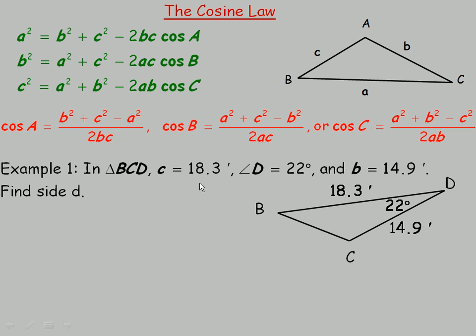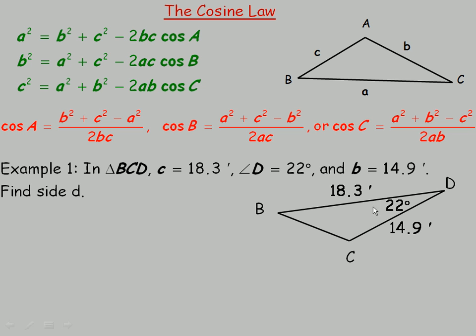In the first example, we're given triangle BCD, two sides, and the angle between them, and asked to find side D. So this is the basic scenario for using the cosine law to find a side. You have the other two sides and the angle between them. So here now we can use this cosine law to find side D. Side D would be this one here, opposite angle D.